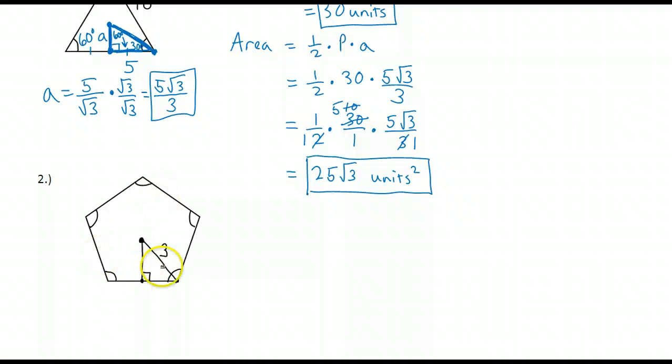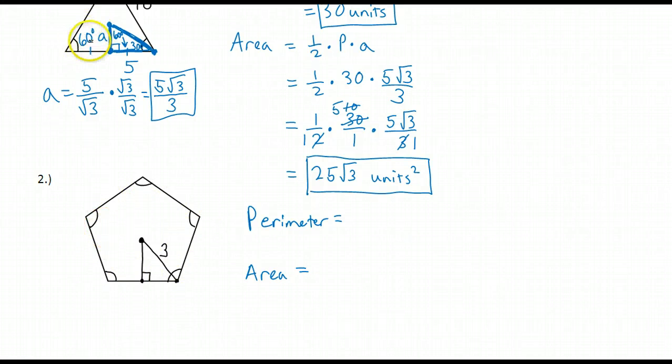In example 2, we also need to find the perimeter and the area. But to do that, I'm going to need to use this side of my triangle and problem solve to figure out my apothem, and then to figure out this length, which will give me my entire length. So the first thing I need to look at is the fact that I have a pentagon.